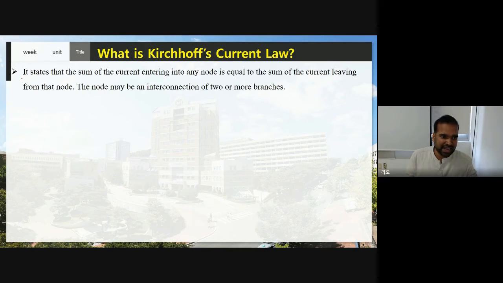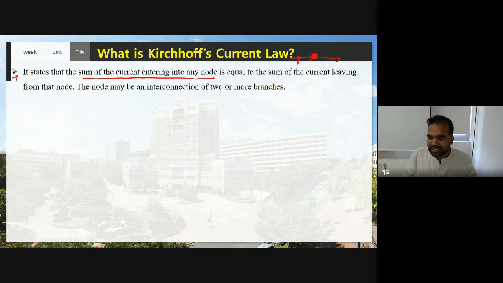Now what is the statement for the KCL? The KCL states that the sum of the current entering into any node, for example, if you consider this is my node, is equal to the sum of the current leaving from that node. So suppose some current is leaving from here. Now you need to say here, this is my entering current.